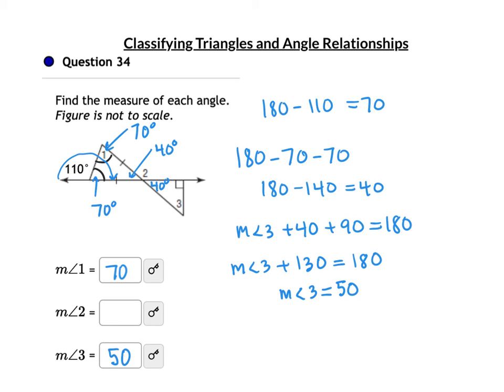Now, the only one we don't have is angle 2, but we know that we have a linear pair. Let's change colors. From here to here is a linear pair, and this angle's 40. So 180 minus 40 gives us angle 2. That's 140 degrees.